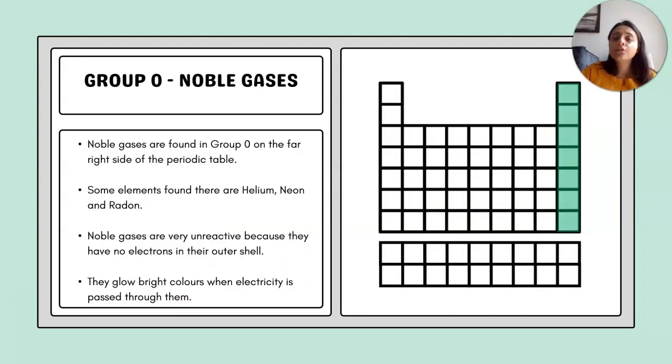Now we will talk about the noble gases, which we have already studied are found in group 0 or group 18 on the far side of the periodic table. Some elements found there are helium, neon and radon. Noble gases are very unreactive, or you can say they are inert or stable gases, because they have a complete outermost shell. They glow bright colors when electricity is passed through them.